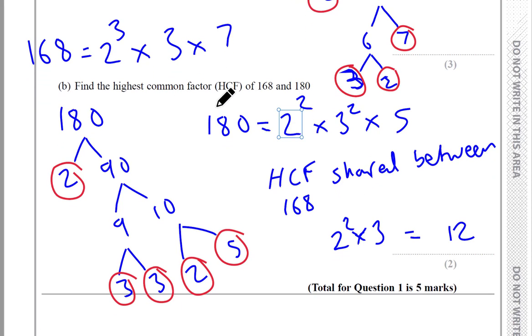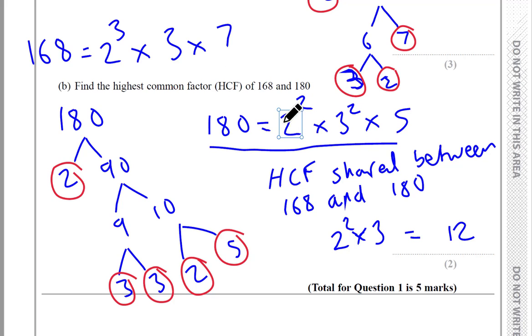Find the highest common factor, HCF, of 168 and 180. Well, same again. 2 times 90, 9 times 10. Split it into its prime numbers and circle it, and here we get this answer here. Now to find the highest common factor shared between 168 and 180, all you need to see is what prime numbers are in common in both.